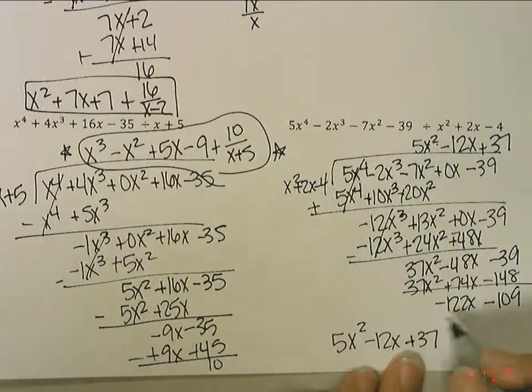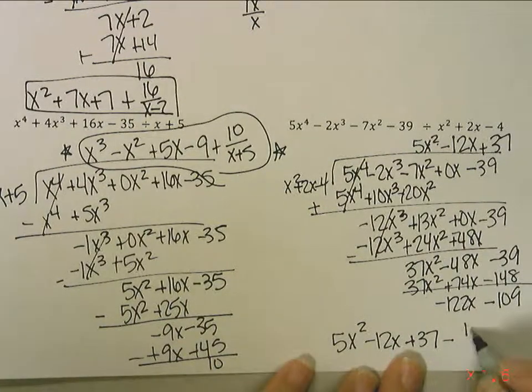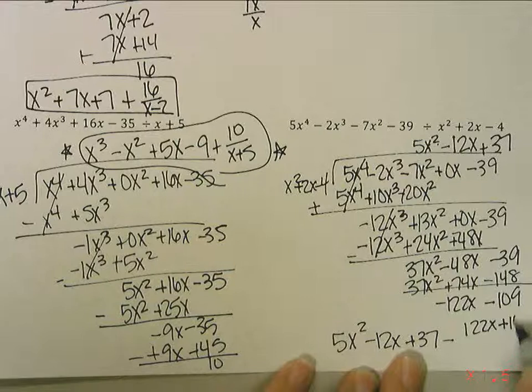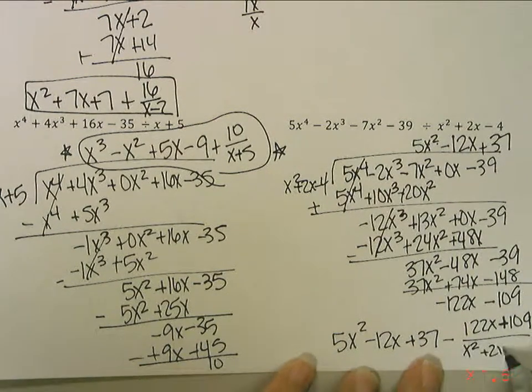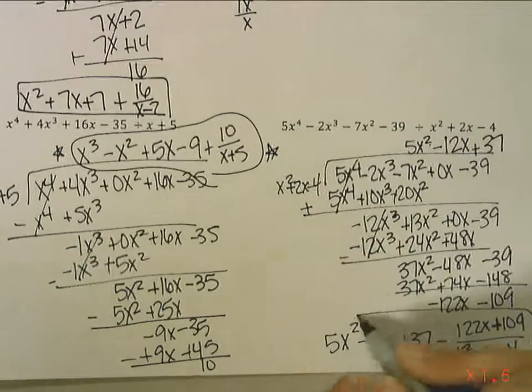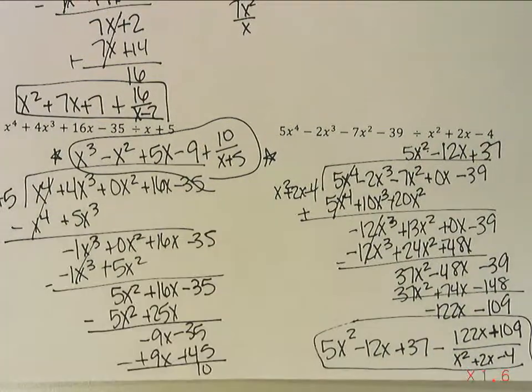And then this is the remainder. We're going to have a negative out here. So it's negative 122x plus 109. Because I'm pulling a negative out, and a negative makes a positive. So this makes this a plus sign. And then we're going to put it over what we started with, which is x squared plus 2x minus 4. And so this right here is our answer.